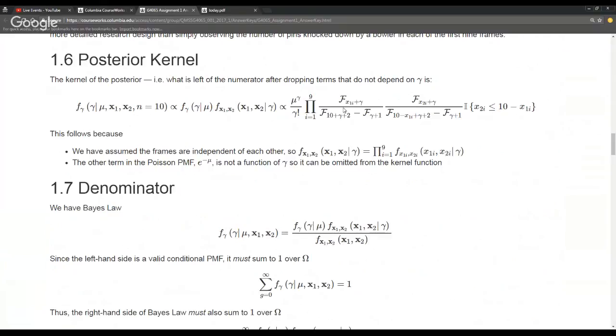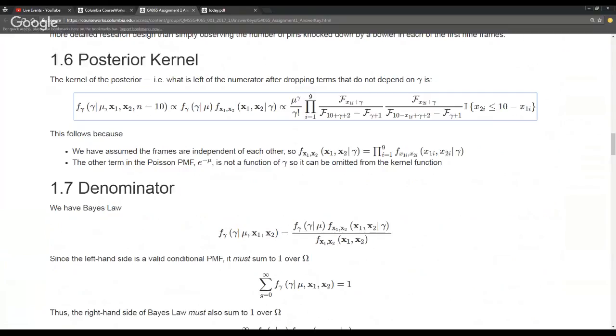So you have a probability function for the first roll, and a probability function for the second roll, conditional on the first roll. So you have 10 minus x1 in frame i down here, and of course, multiplied by an indicator function to ensure there's probability 0 of knocking down more than 10 pins in the same frame of bowling.